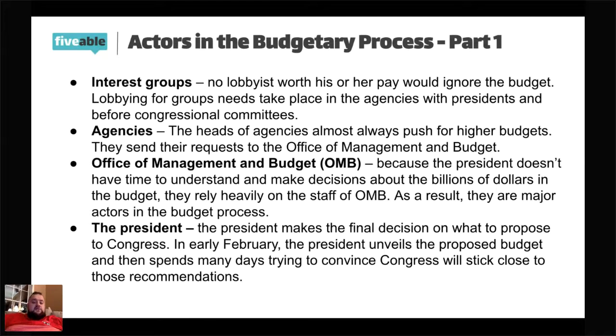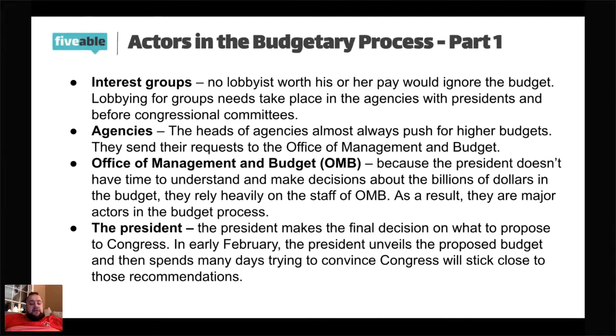Okay, the Office of Management and Budget is part of the White House office. Okay. And works for the president. So because the president does not have the time to understand and make decisions about the billions and billions of dollars in the budget, they rely heavily on the staff of OMB. And as a result, they're major actors in the budget process.